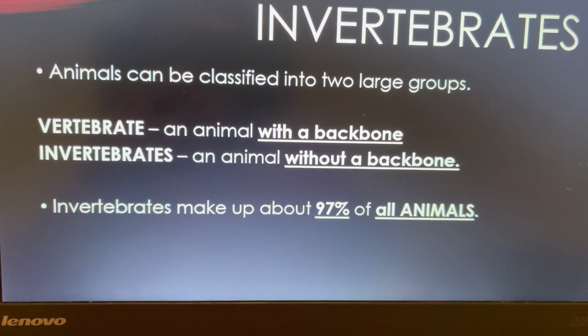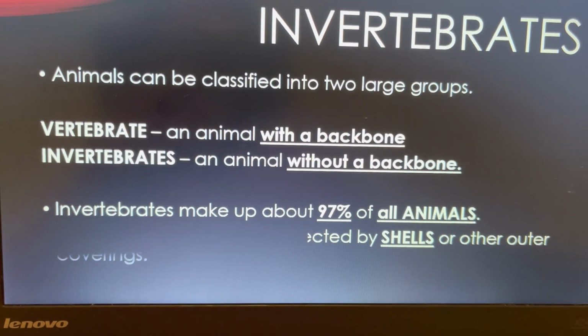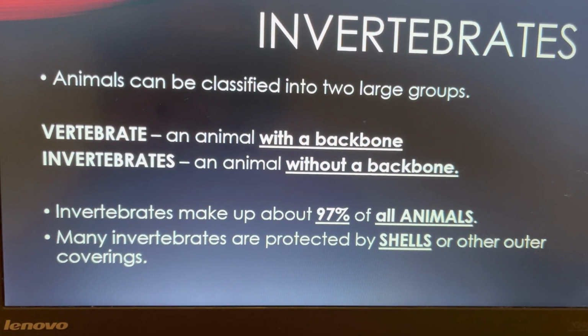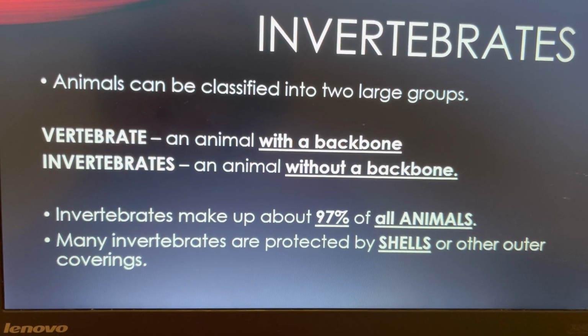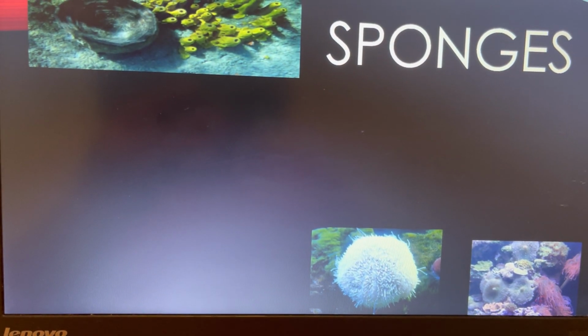Invertebrates make up about 97% of all animals. Many invertebrates are protected by shells or other outer coverings. Without those, nothing can protect them.